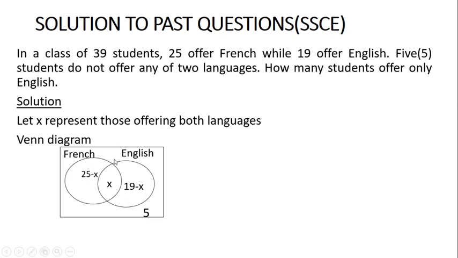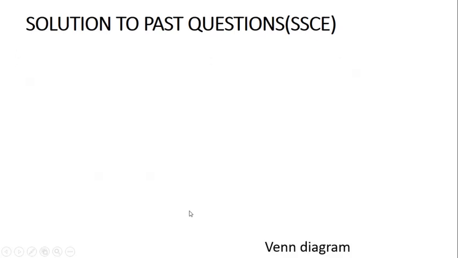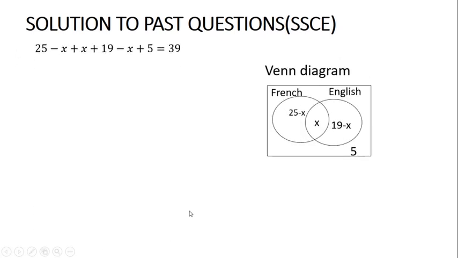Now that we've been able to draw our Venn diagram correctly, all we need to do is add up the terms. And we know that in the class we have 39 students. Equate to 39, then we arrive at our answer for x. Now we'll be able to get x from here. So we have from the Venn diagram 25 minus x plus 19 minus x plus 5 equals 39.